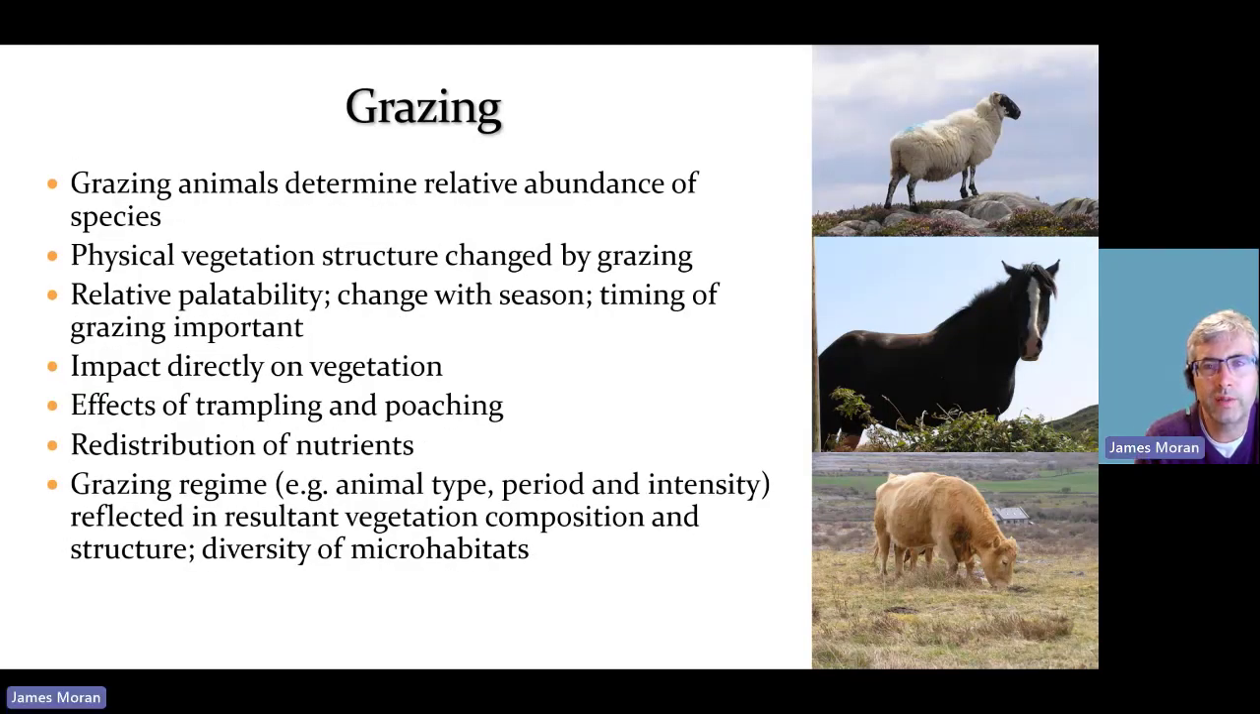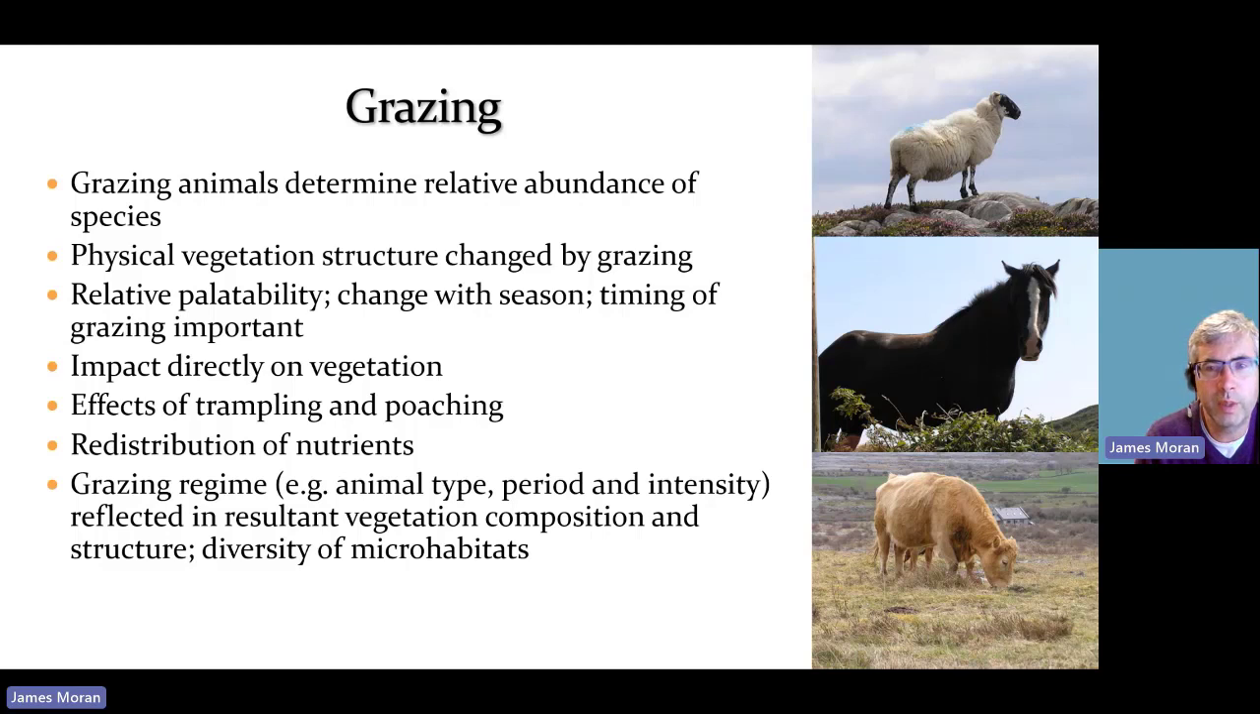In many of the habitats of nature conservation importance on Irish farmland, you will see that grazing is an important ecological management tool. Grazing animals determine the relative abundance of species within an ecosystem. They can have a direct influence on the vegetation structure, and the different grazing behavior of different animal types, coupled with the relative palatability of species within a grazed area, has a major influence on the resultant vegetation structure.